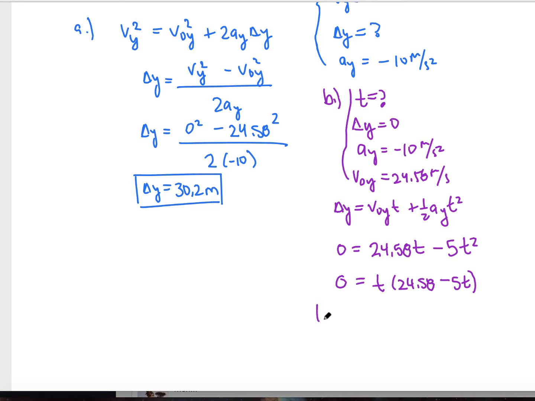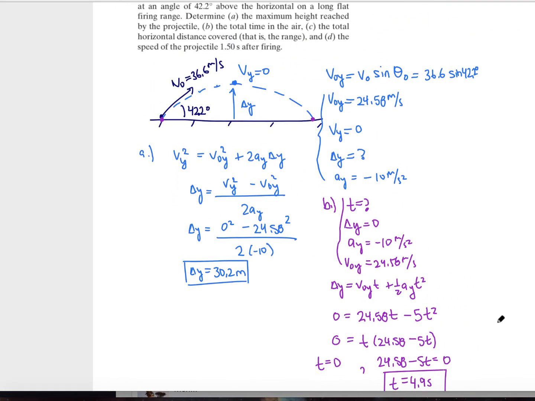So now I have a solution where t is 0, which is where I begin. That's one location where my displacement was 0. My other solution is going to come from saying 24.58 minus 5t is equal to 0. If I solve this for t, I find that t is approximately 4.9 seconds. And so that's how long I'm going to be in the air.